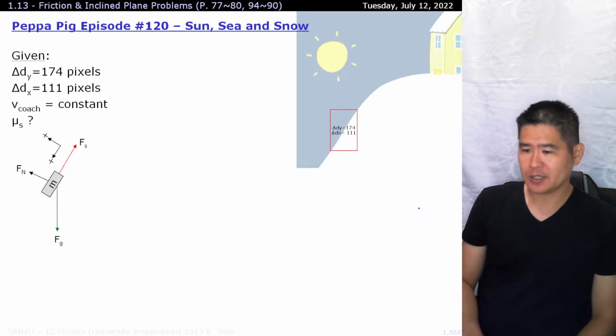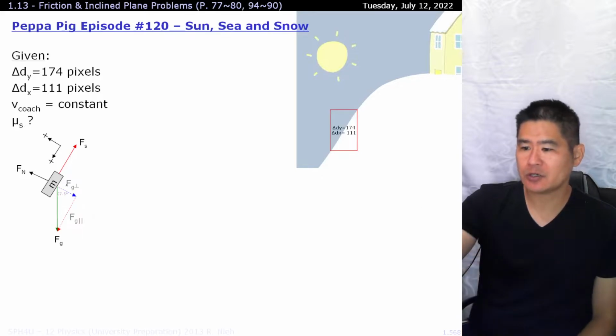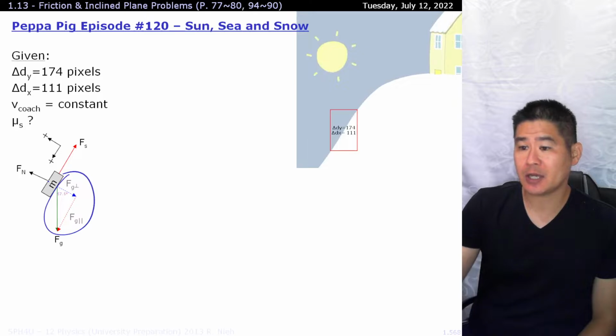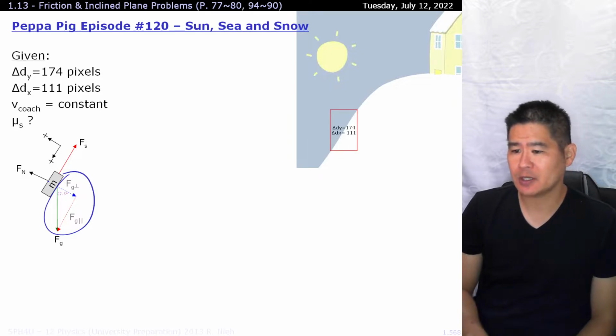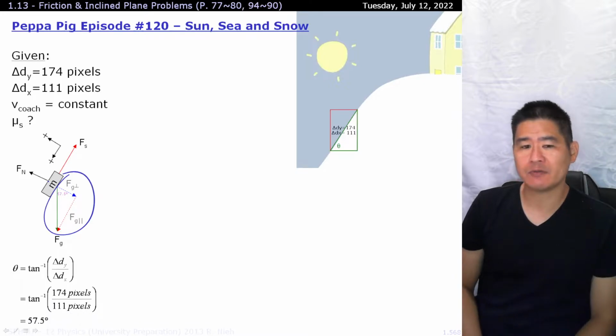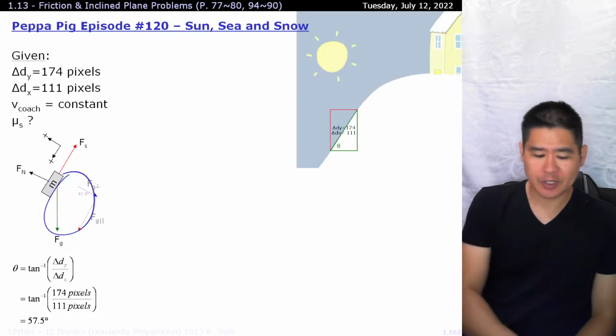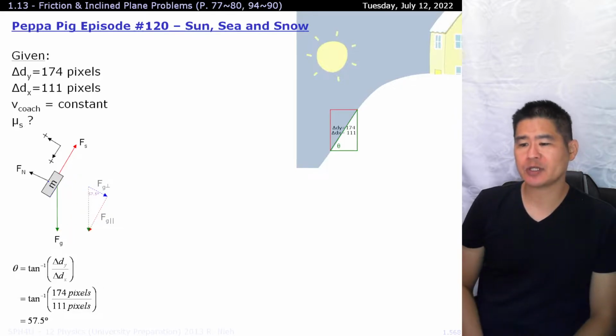And that's all there is in the free body diagram, nothing else. Now we're going to draw in this tiny little triangle over here just to aid in our calculations because that really helps us out. As for the 57.5 degrees, I got that from doing the tan inverse of 174 over 111. Again, that shouldn't be part of the free body diagram, so I'm just going to keep that as a sketch on the side just for our references in our calculations.